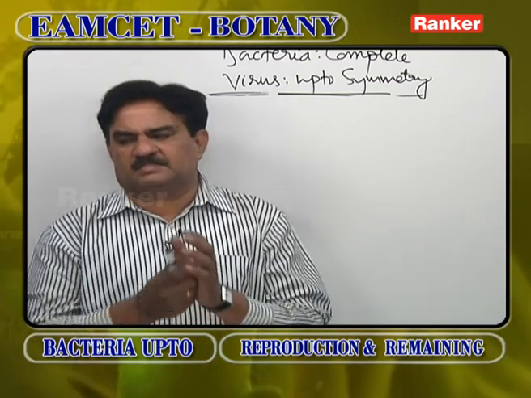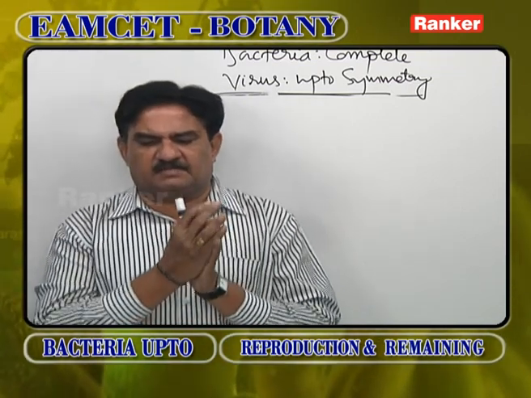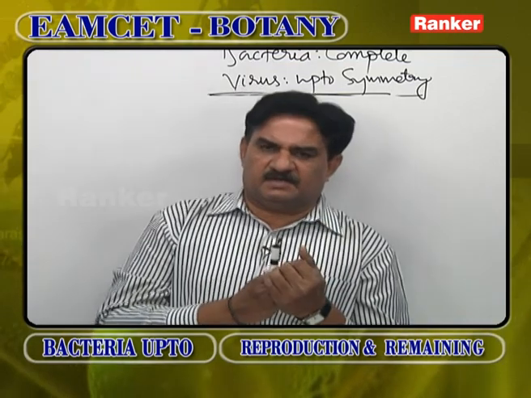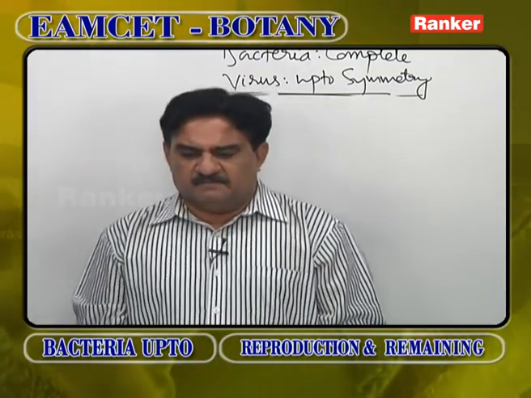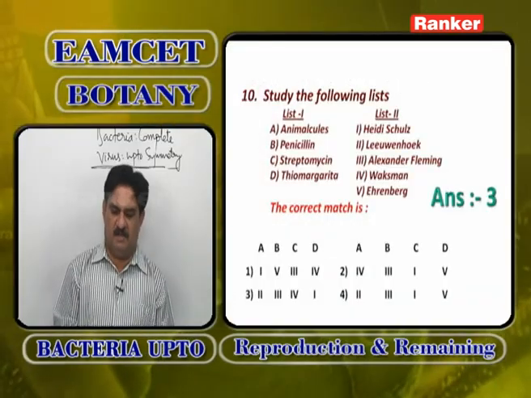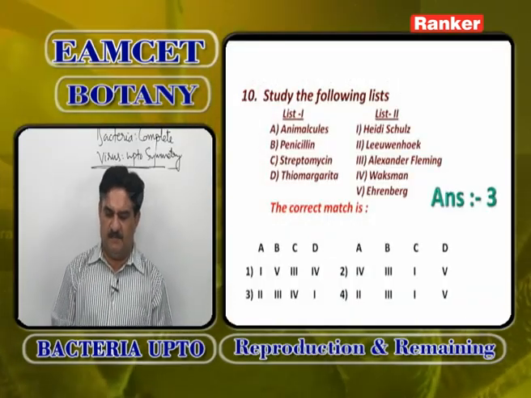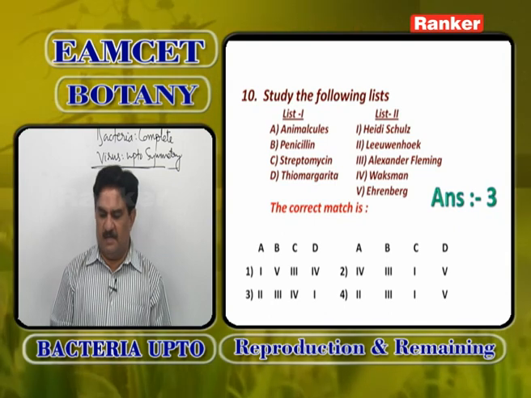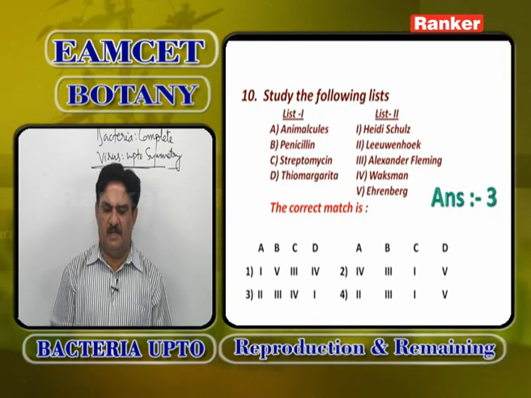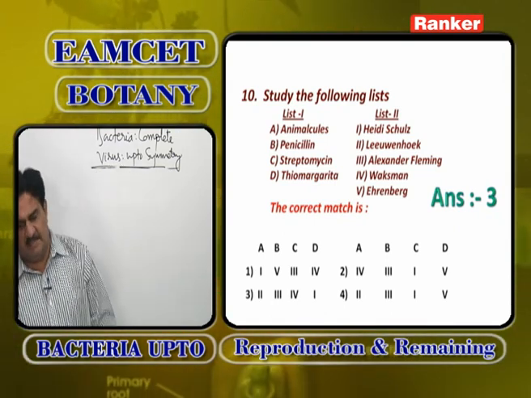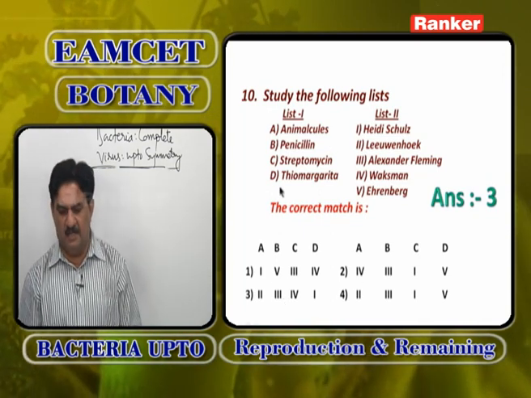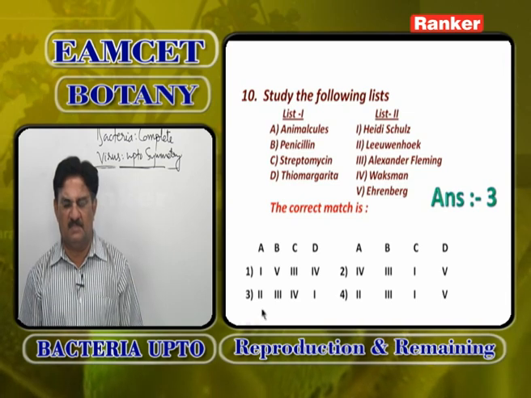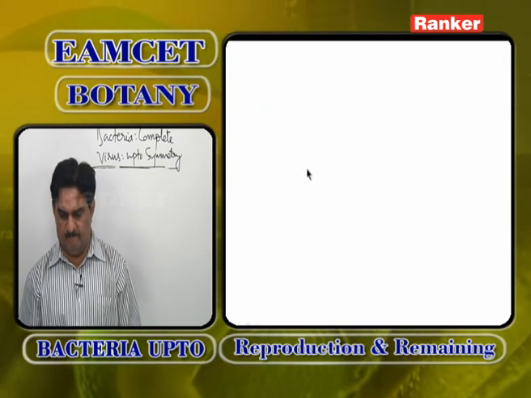So, the term animalcules was given by Leeuwenhoek, which was later converted into bacteria by Ehrenberg. Penicillin was extracted by Alexander Fleming, a wonder drug. Streptomycin is by Waksman and thiomargarita is by Heide Schulz. So, the matching is the third one, A2, B3, C4, D1. This is about a matching question.